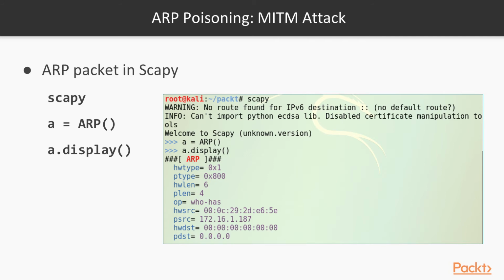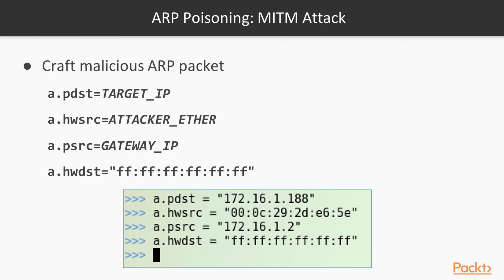Scapy is of course ready for this. Like any other network packet, you just create an ARP object, which has various parameters, including hardware source, P source, and so on. And then you set them carefully to the right values. The destination is the target's IP address. Hardware source is the attacker's MAC address, called Ether. The P source is the gateway IP, and the destination might as well be broadcast. Doesn't matter. A simple answer, and this is the layer 2 broadcast, all Fs.